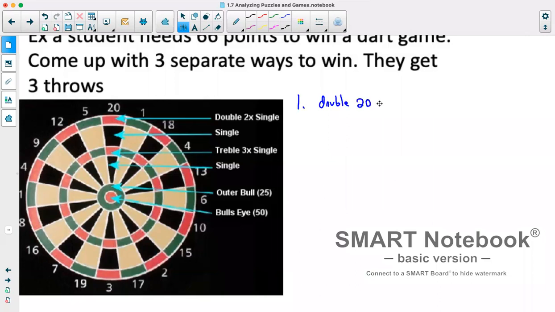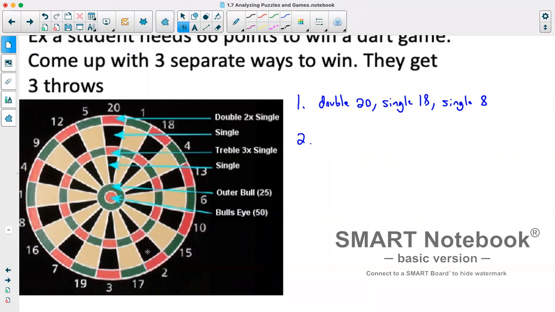So for example, I could get right here, let's say, a double 20, which would put me at 40 points. I'd still need 26. So I could then, for example, get a single 18. So I'd have 40 plus 18 be 58. I still need 8 more, so I could potentially get a single 8. Okay, so let's try look at another one.